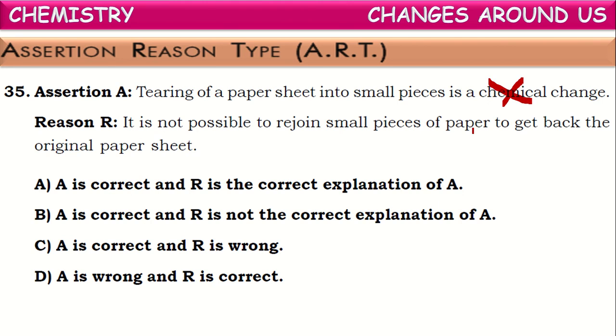Next is the reason. It is not possible to rejoin small pieces of paper to get back the original paper sheet. It is correct only. But it does not mean it is a chemical change. All the physical changes may not be reversible. So tearing of paper is a physical change, but it is irreversible. So reason is correct, assertion is wrong. Here it is, assertion is wrong, reason is correct. This is the correct answer. Okay, next one.